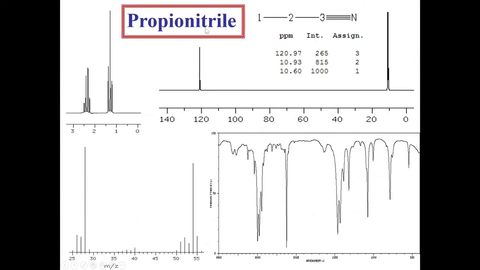So here's propionitrile. This is based on propionic acid, so it is a 1, 2, 3 carbon nitrile with the triple bond nitrogen. I showed this before, but when you go to the database for C13 NMR, a lot of times instead of drawing out the carbon, they'll just identify it by number, and then they give you a table that tells you that carbon number 3, right there, has a chemical shift value of 120.97. Carbon number 2 is all the way down here at 10.93, and carbon 1 is at 10.60.